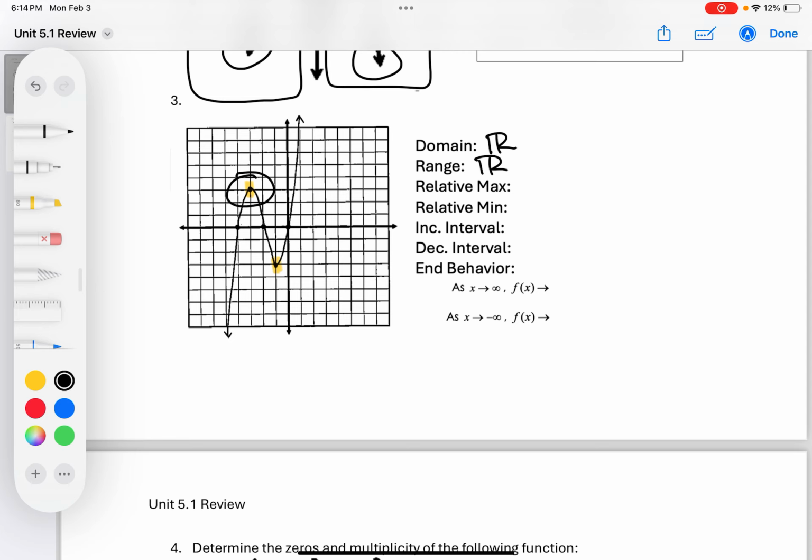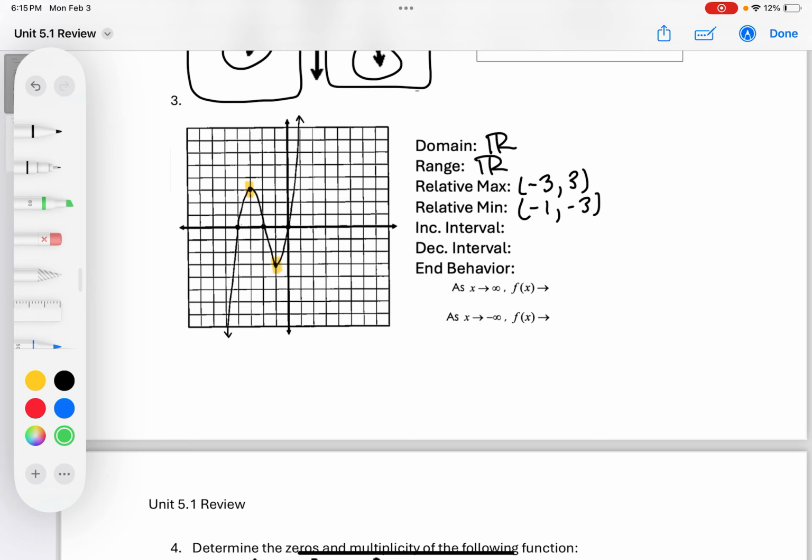So that is the point, negative 1, 2, 3, up 1, 2, 3. So negative 3, 3. My min is this one right here. So what is that? That is negative 1, negative 1, 2, 3. So negative 1, negative 3. Okay, erase this. Notice I'm not erasing my highlight of my min and max because we need that for increasing and decreasing intervals.